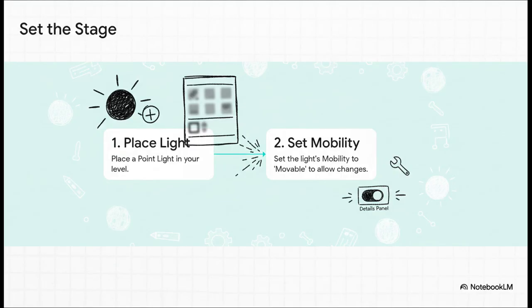So, first things first, we need to set our stage. Just drag a point light from your Place Actors panel and drop it anywhere in your scene. Now, this next part is super important. In the Details panel for that light, you have to find its mobility and set it to movable. This basically tells Unreal, hey, I plan on changing this light's properties while the game is running.